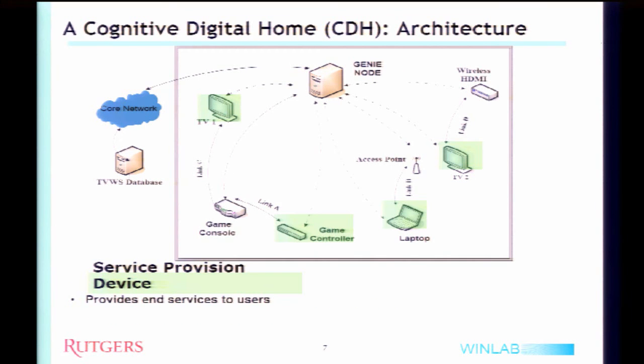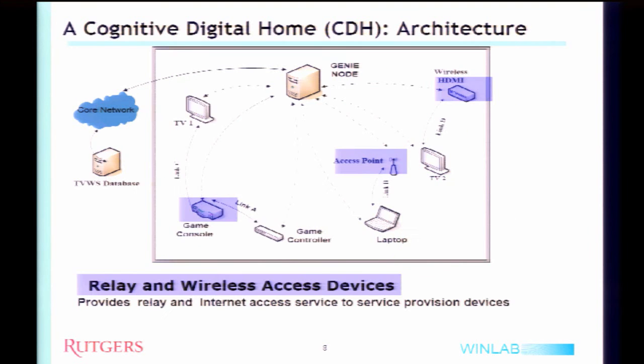The second group of devices are service provision devices. They provide the data services and multimedia data services for the end users, for the people. The third group of devices are the relay and wireless access devices. They help the service provision devices provide end service to the end users, and they provide relay and internet access service to the service provision devices.